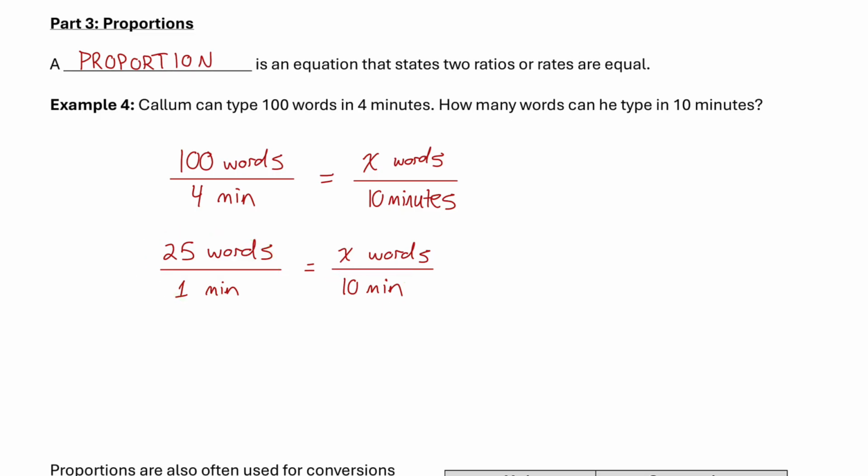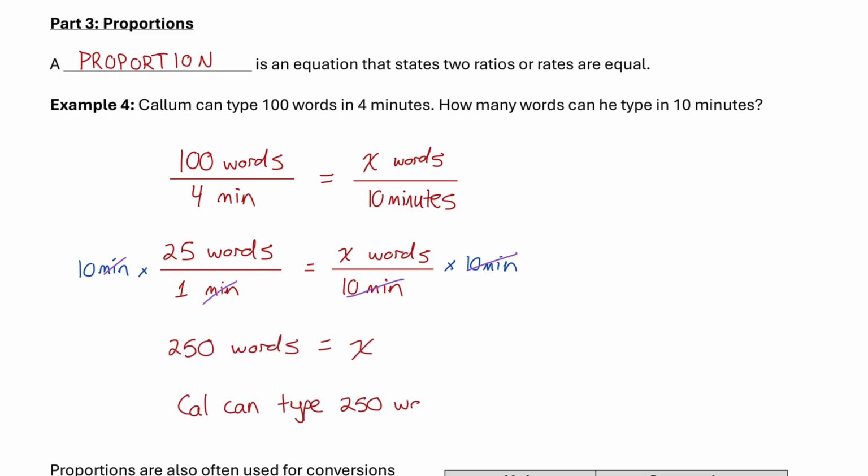And algebraically, that's exactly what would make sense. We would just multiply both sides by 10 minutes to isolate x. On the right, the 10 minutes cancel. On the left, the minutes cancel. And I'm left with just 10 times 25 words, which is 250 words. So Callum can type 250 words in 10 minutes.